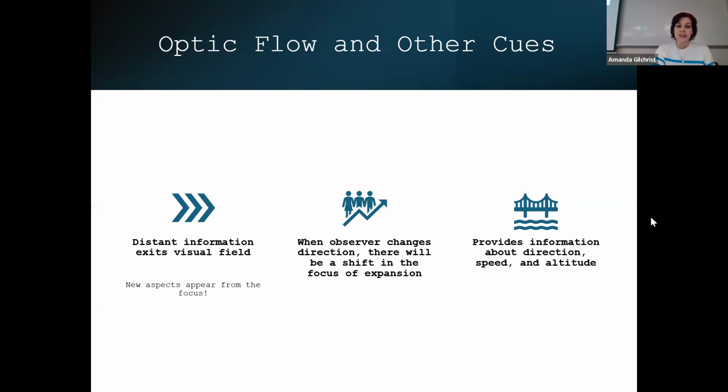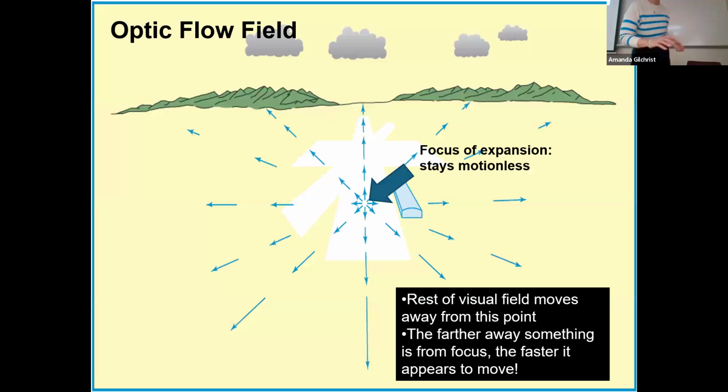Okay. And as I mentioned, we can get a pretty good idea of where we are heading by paying attention to things like optic flow. So we have what is called a focus of expansion. I am going back a little bit. So a focus of expansion, as we're moving through the world, is going to stay motionless, but all of the information in the world is going to radiate out from that focus of expansion.